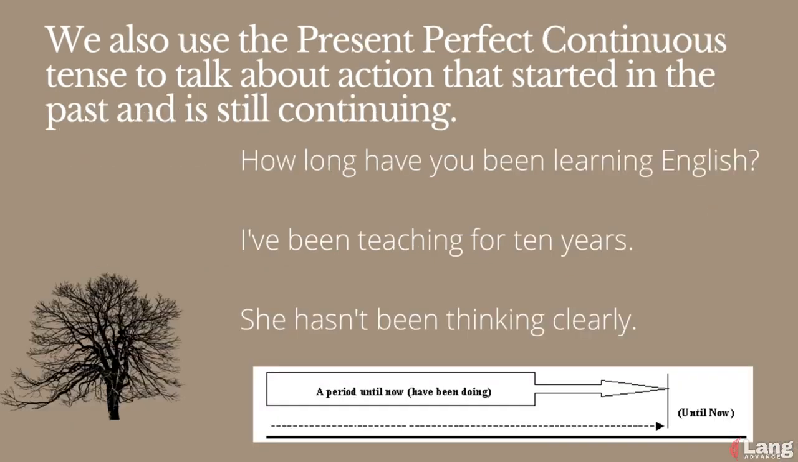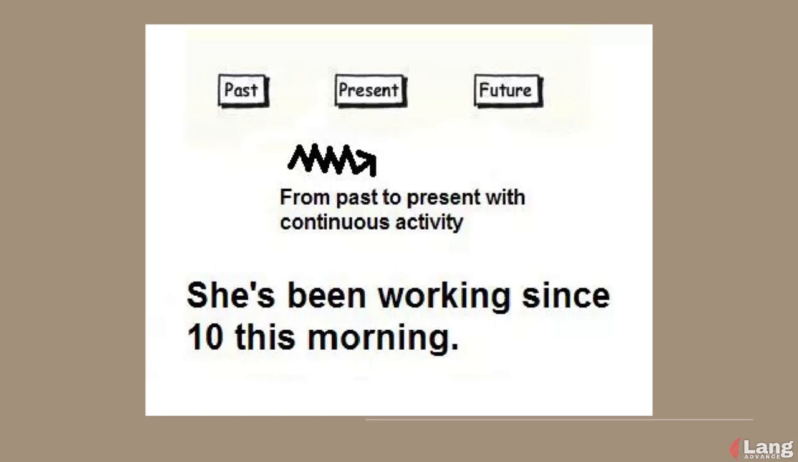We also use the present perfect continuous tense to talk about action that started in the past and is still continuing. How long have you been learning English? I've been teaching for 10 years. She hasn't been thinking clearly. These are actions that started in the past but are still continuing and will continue into the future. She's been working since 10 this morning. So this was a past action which continues to the present moment.